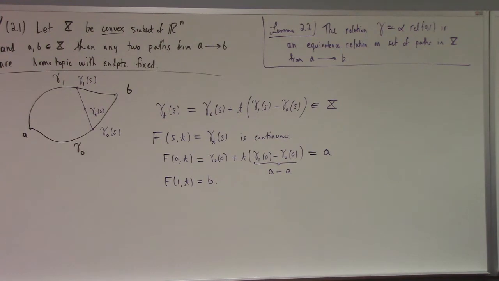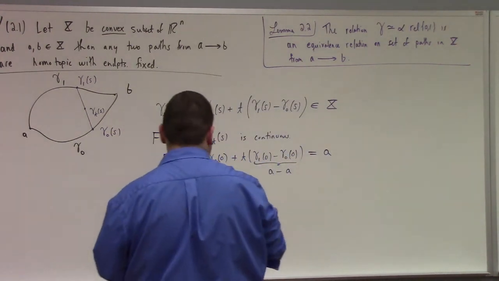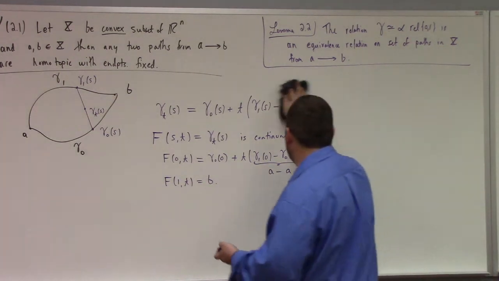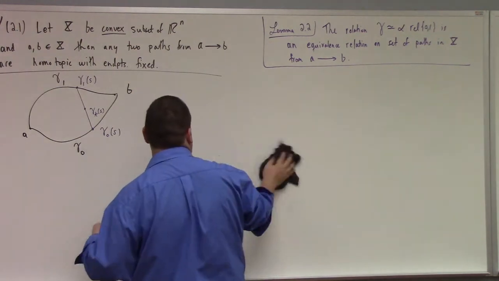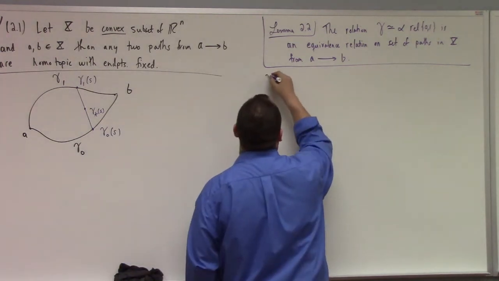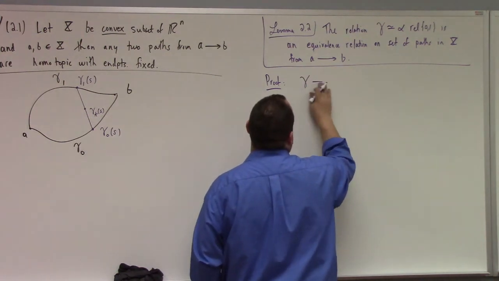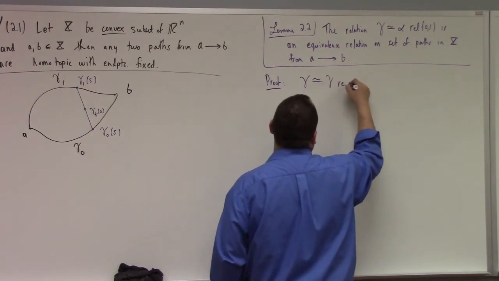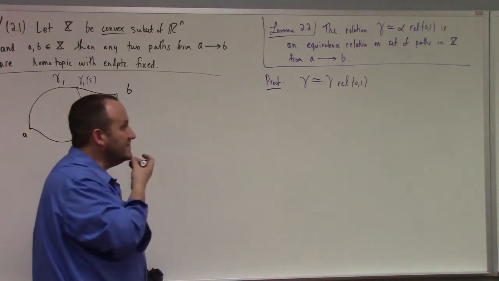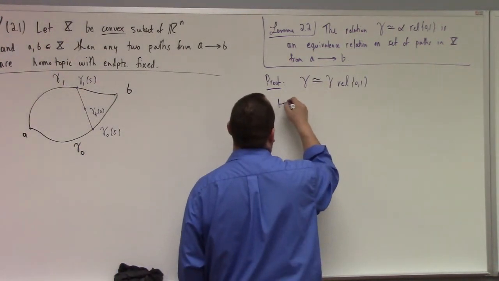So what does that mean? That this is an equivalence relation. It satisfies the three properties of an equivalence, which means we got to check what? Reflexivity. So let's work it out. You tell me why gamma is reflexive to gamma. Can you tell me the homotopy between a path and itself? Oh, F.